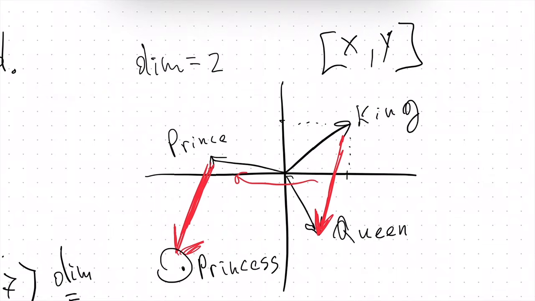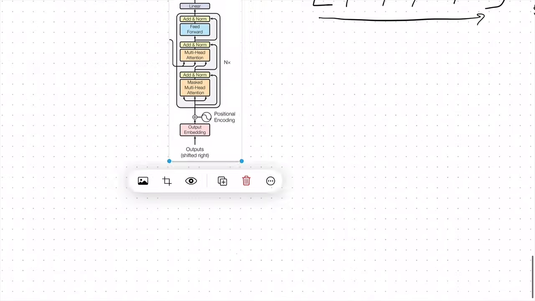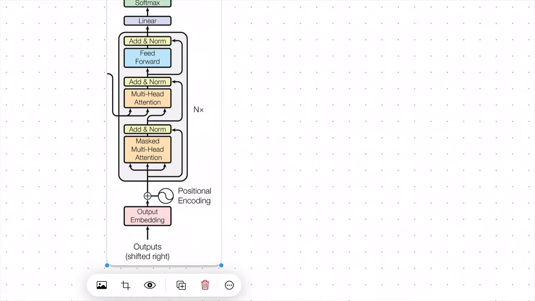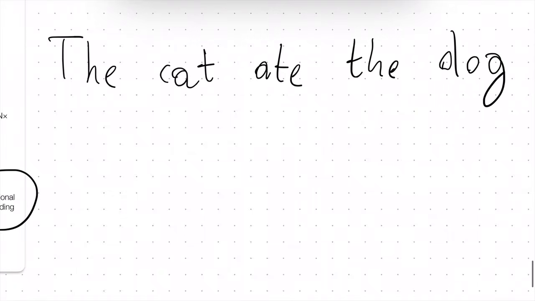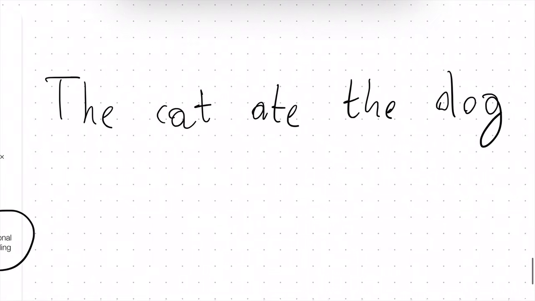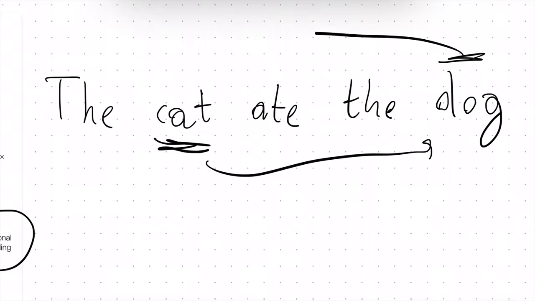That is because we embed the relationship between the words into the vector space. The next step is the little positional encoding. This is just a fancy way of saying that we will add some information about the position of the word in the sentence. If we have the sentence, "The cat ate the dog," we need to know that it is the cat that ate the dog and not the other way around.